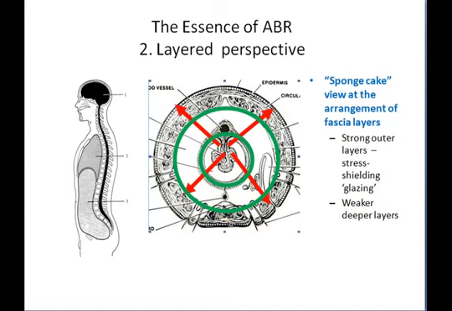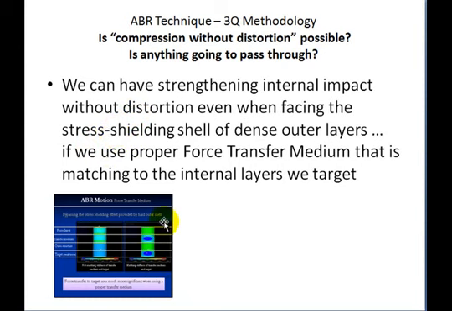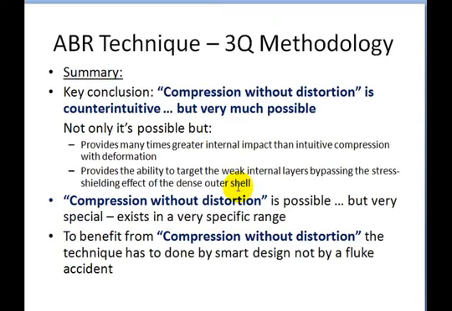So the conclusion and the answer to this big question, is compression without distortion technically possible? Is it practically realistic, or is it valuable? It's very obvious. We can have a strengthening internal impact without external deformation, or without distortion to be precise, even when facing the stress shielding of dense outer layers, if we use a proper force transfer medium that is matching to the internal layers we target. So these things together, they make the ABR technique.